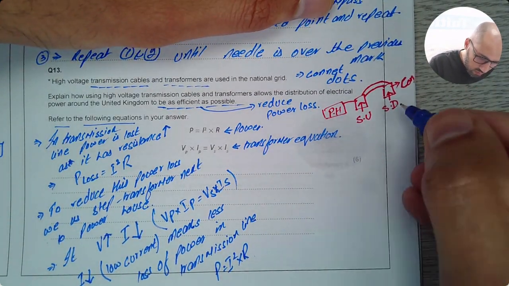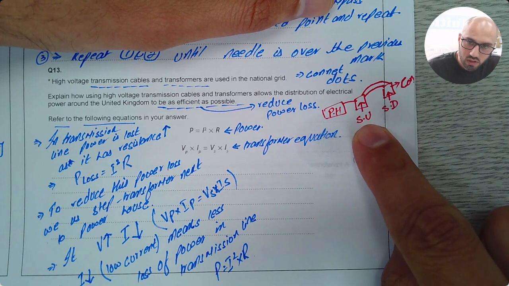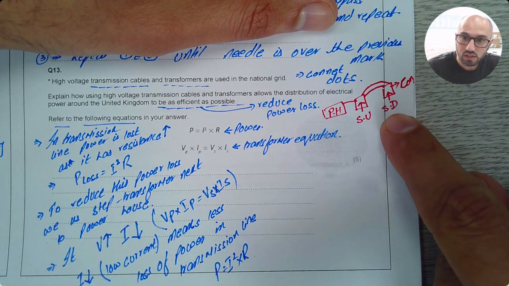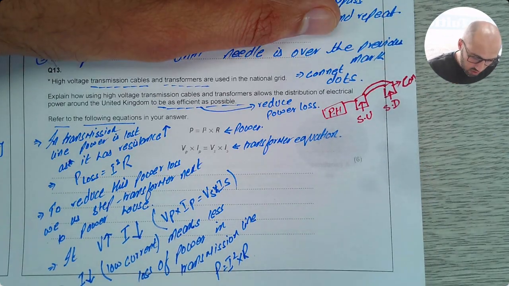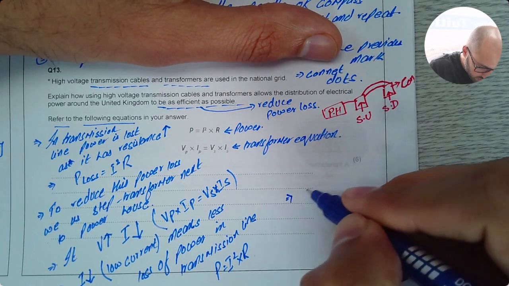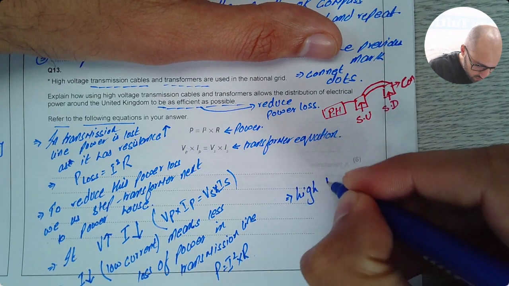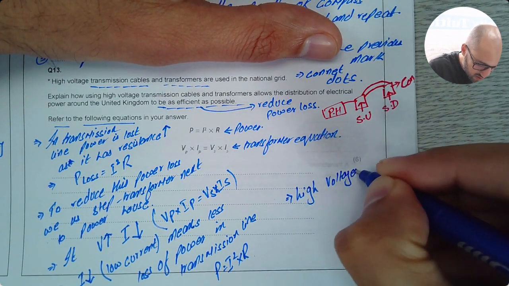Now, so we've gone through this section, we've gone through this section, we've gone through this section as well. We now have to look at the step down transformer, which is before the consumers. So I can then say high voltages are dangerous.